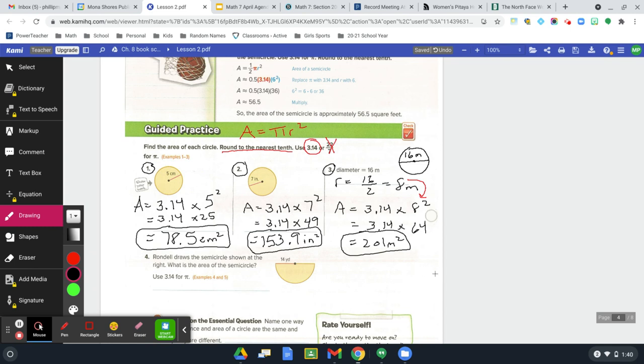Okay, taking a look at 1, 2, and 3. Number 1, you should have gotten 78.5 centimeters squared. That's to the nearest tenth, and using 3.14 for pi. Number 2, the area on that circle is 153.9 inches squared. Number 3, you were given the diameter to start with. You needed to find the radius for the formula. The radius is cutting that diameter in half. So half of 16 is 8. So you use the 8 meters for your radius. And so when you do that, you should get an area of 201 meters squared.